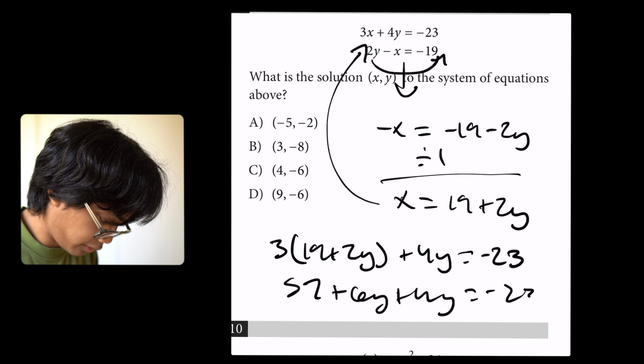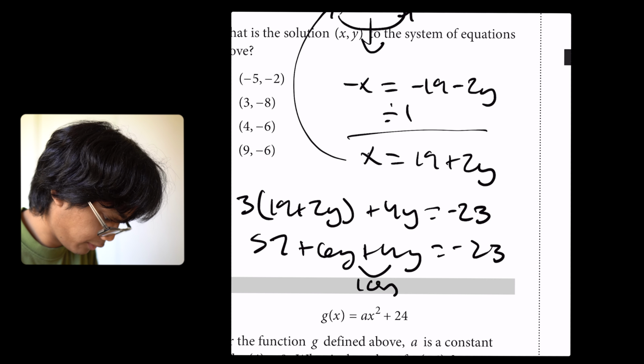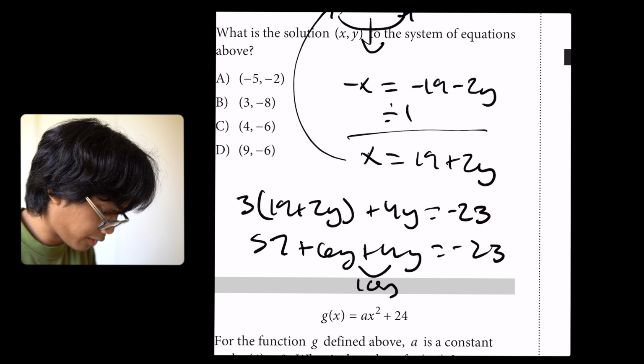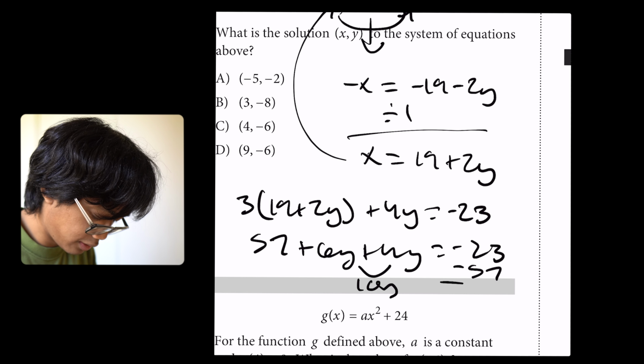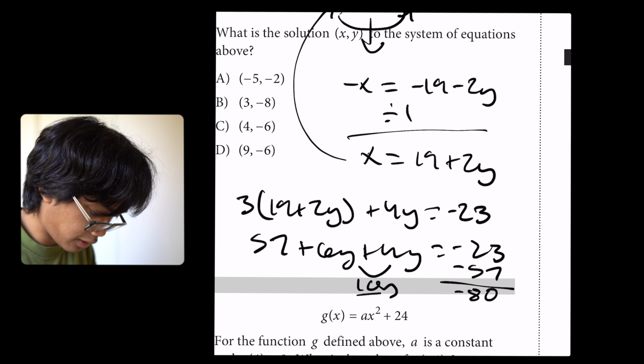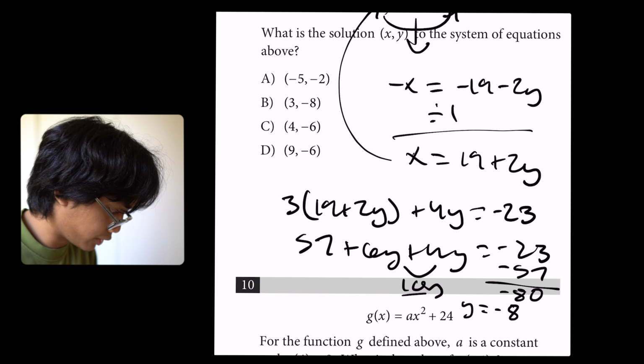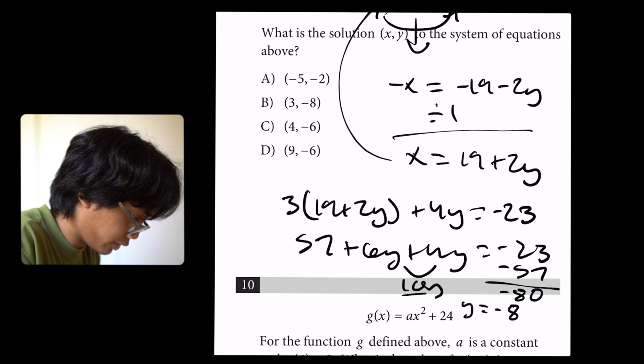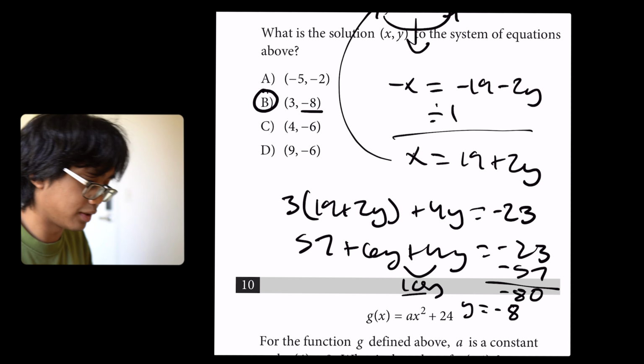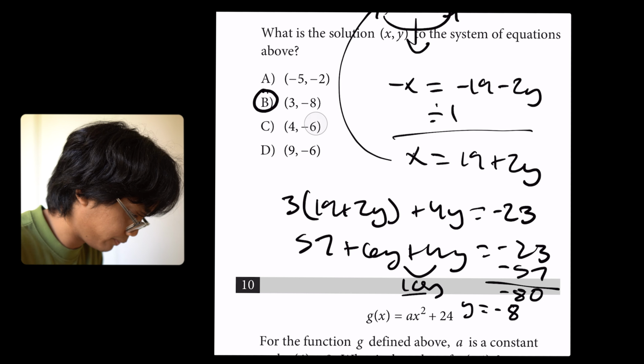Equals negative 23, and then this will be 10y, and when we subtract 57 on this side, we're going to get negative 80, and then if we divide by 10 on both sides, because we have this 10, we'll get y equals negative 8, which is going to give us answer choice B, because we have negative 8 in the y position. Not too bad there.